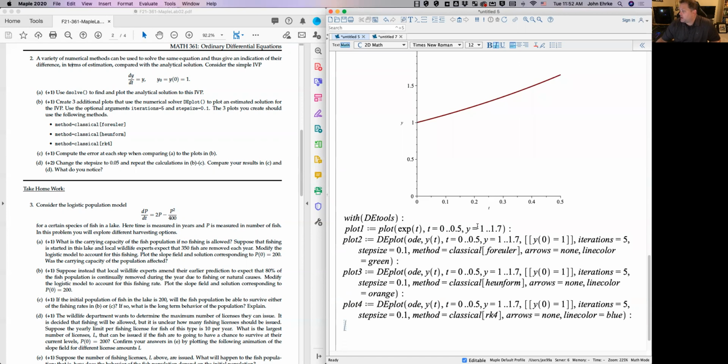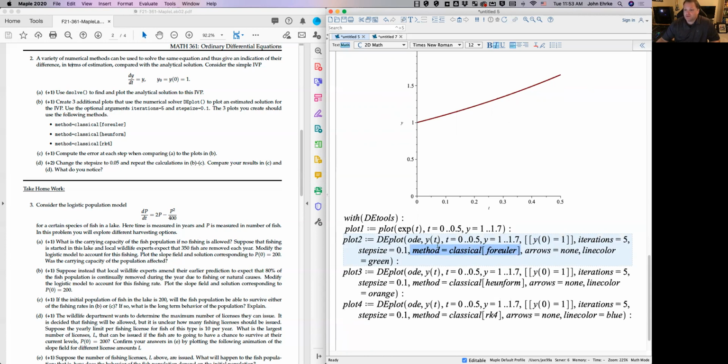But this is what I am wanting you to do, right? I'm wanting you to take the initial plot that we just had together, which is the plot of e to the t, and then DE-plot. We've already learned how to do DE-plot. Here's the new things that have been added. You've got your initial condition, but you also have 5 iterations with step size 0.1, and the method I'm using here is Euler's method. So this is going to create that Euler polygon.